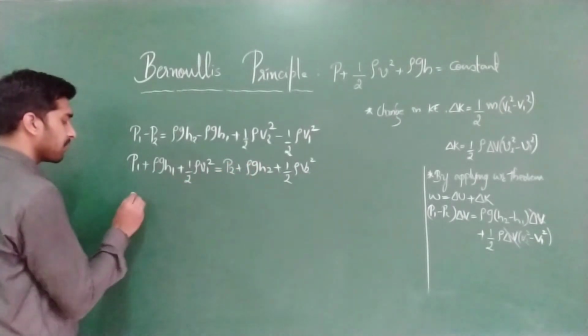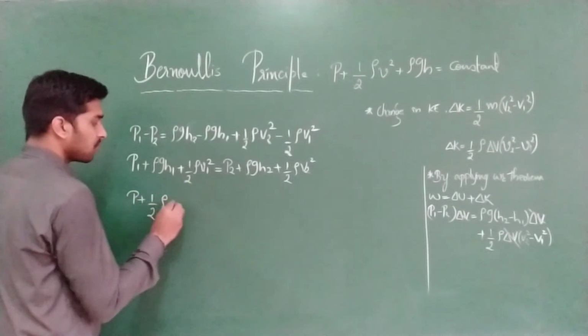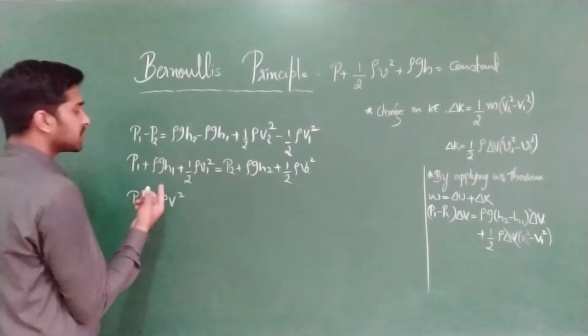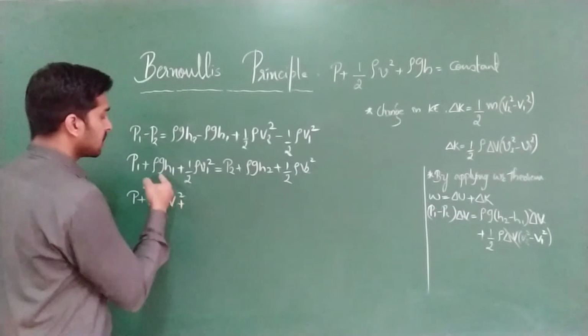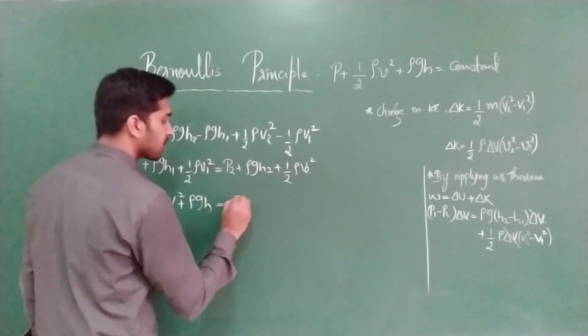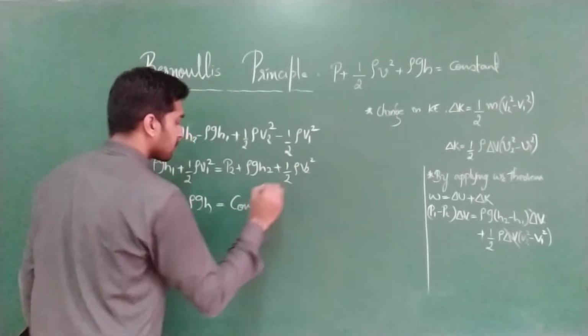So what we are following is this term: P plus half rho v square plus rho g h will be equal to a constant. Clear?